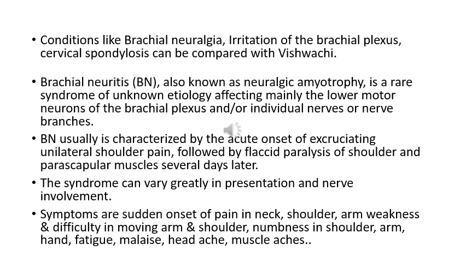The syndrome can vary greatly in presentation and nerve involvement. Depending on the root of the nerve and the nerve involved, the area of the pain can vary in presentation. And the symptoms: it has sudden onset of pain in the neck and shoulder, arm weakness, and difficulty in moving the arm and shoulder. And there is numbness in the shoulder, arm and hand. Fatigue is present, then malaise, headache, muscle aches and pain are also present. The pain and weakness occur throughout the course of the nerves arising from the brachial plexus.